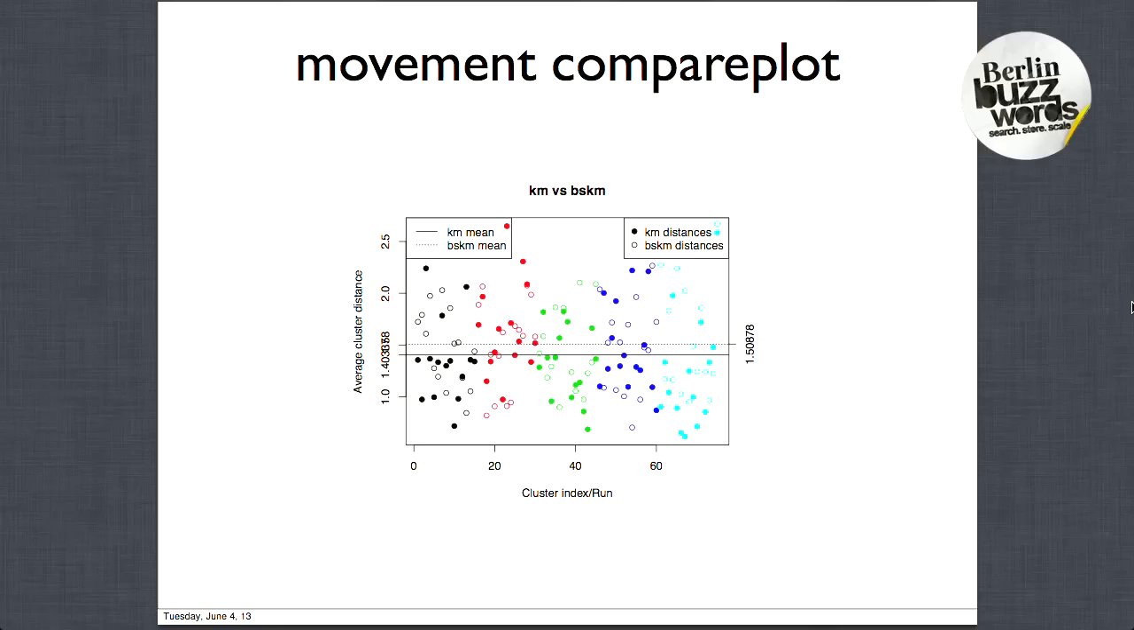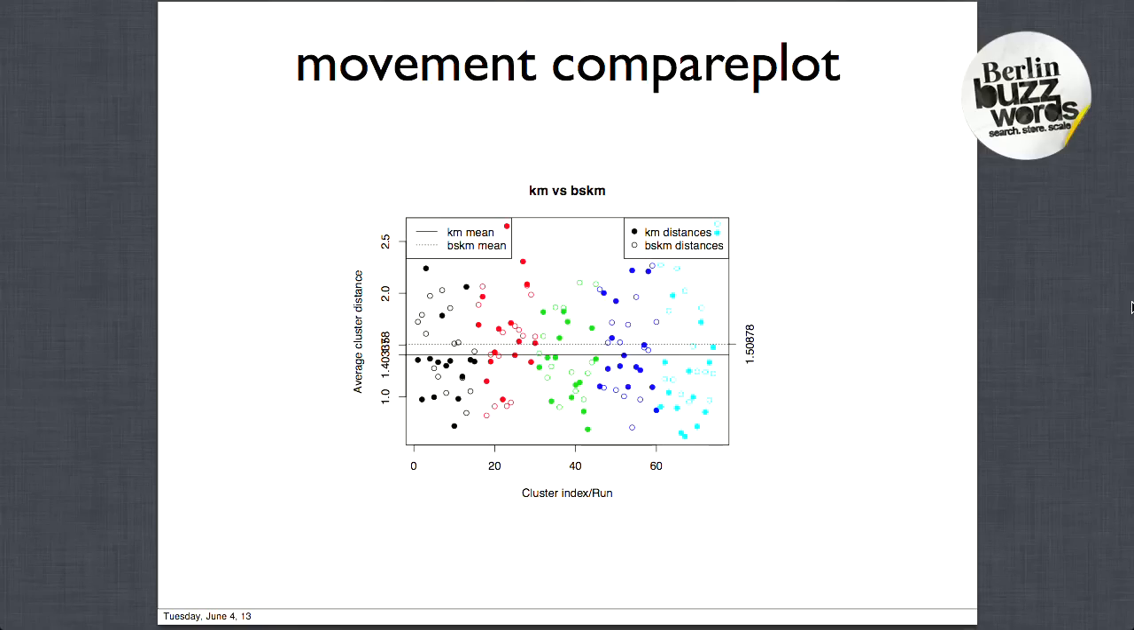Well, the average distances anyway. So you can see that they tend to look fairly similar, right? Like k-means and ball streaming k-means. Now the empty circles are ball streaming k-means and the full ones are k-means. So you can see that they're pretty much centered around the mean, but then there's also some outliers.